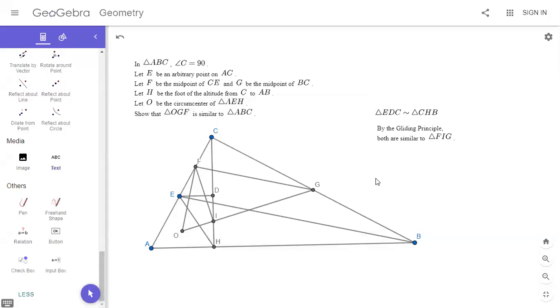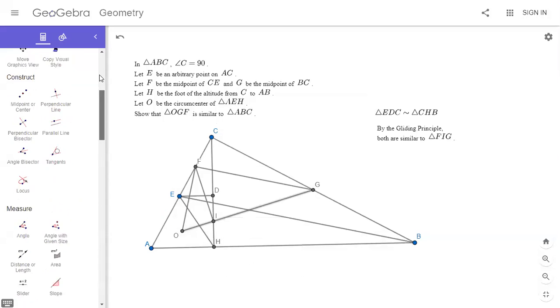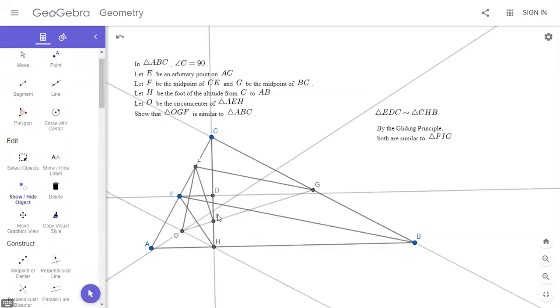So have you guys seen the gliding principle before? Yes, it's reflection of transition. Okay. But I don't know yet that OI and G are collinear. If I have to show that OI and G are collinear, we don't know that. Let me hide this. How do we prove that?